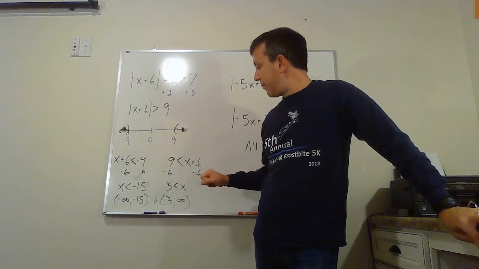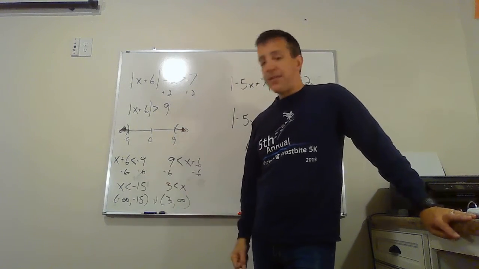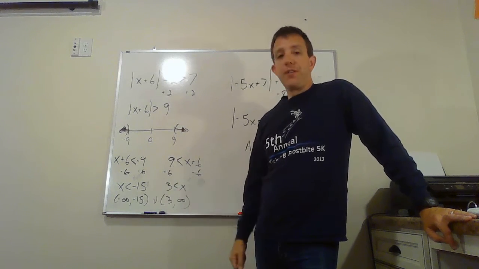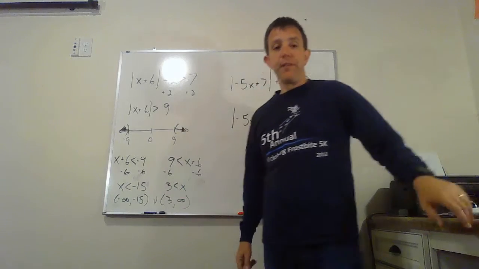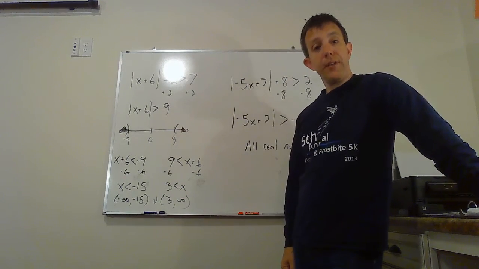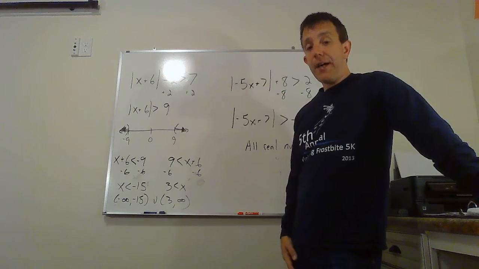So I subtract 6 from all of them, I end up with x is less than negative 15 and 3 is less than x. And in interval notation, you can see I have negative infinity to negative 15, and then also 3 to infinity. All right, so there you go, that's basically how these are going to work.